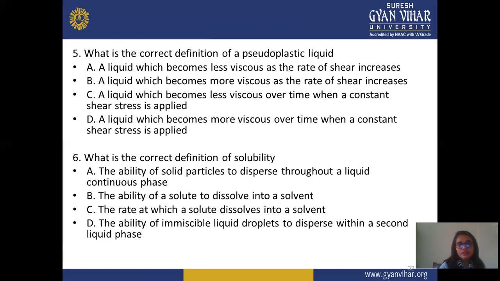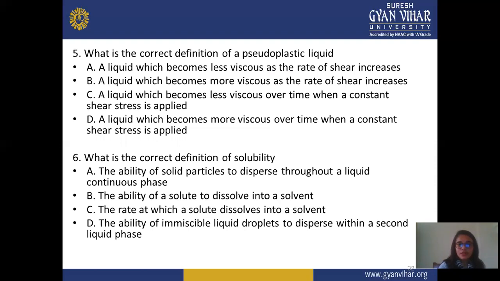Next is: what is the definition of a thixotropic liquid? Option A is a liquid which becomes less viscous as the rate of shear increases. B is a liquid which becomes more viscous as the rate of shear increases. C is a liquid which becomes less viscous over time as a constant shear stress is applied. And D is a liquid which becomes more viscous over time when a constant shear stress is applied.